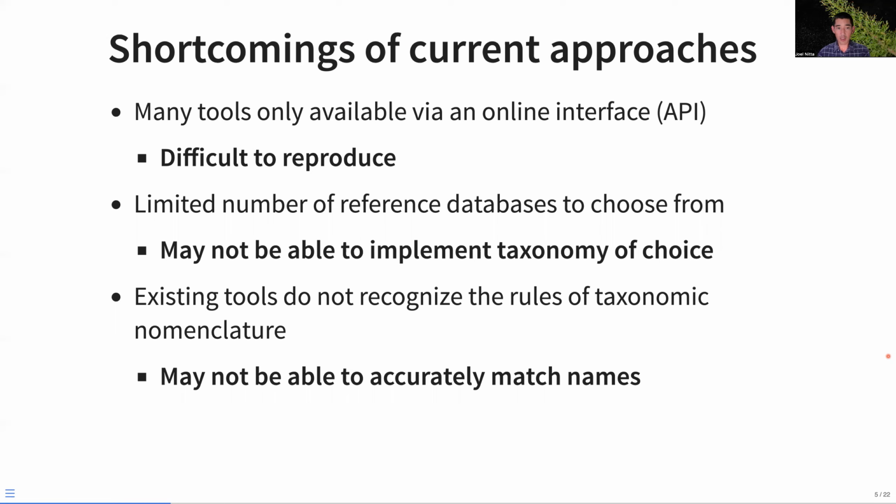Secondly, there's a limited number of reference databases to choose from. So for a given project, we may not be able to implement the taxonomy of choice. And finally, most existing tools do not recognize the rules of taxonomic nomenclature. And for that reason, they may not be able to accurately match names, especially if that name matching is going to involve the taxonomic author.